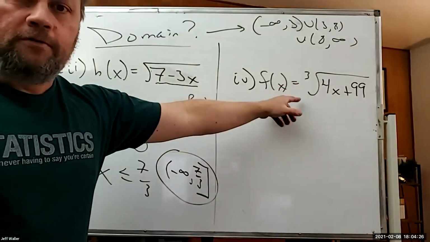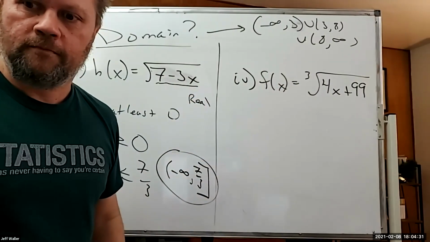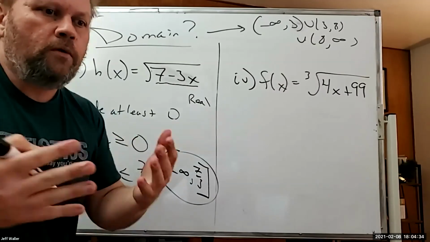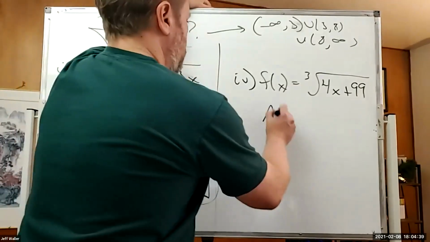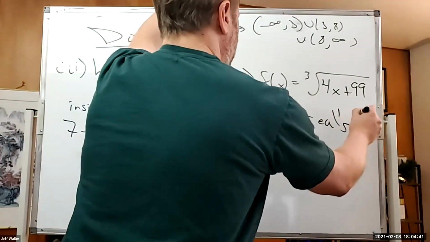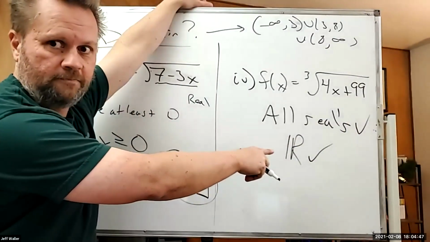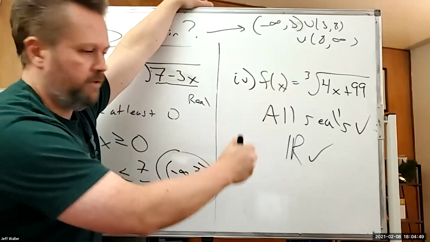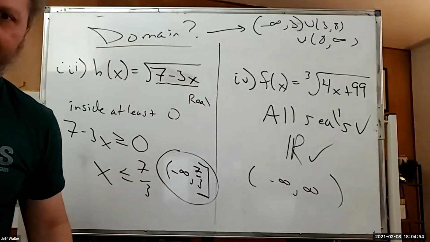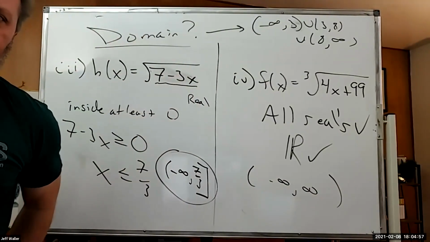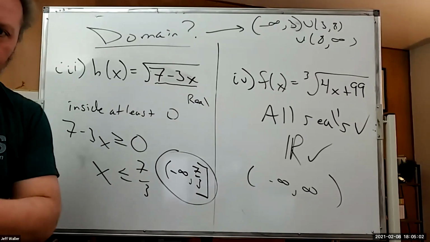So who knows what the domain of this is then if there's no hangups? There's no restriction. What would the domain be? Would it be all real numbers? Great. You could say all reals, or R with another spine. Do you guys know that symbol? That's the symbol for all real numbers. You could say negative infinity to infinity. There's nothing you cannot use there. No real number you can't use in a cube root.